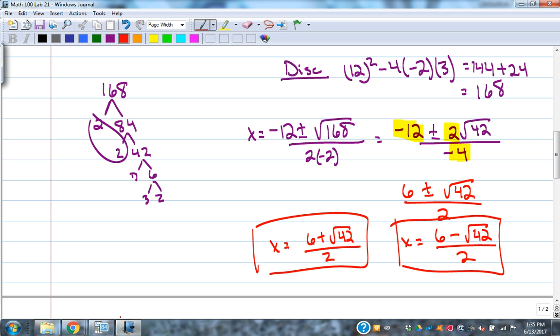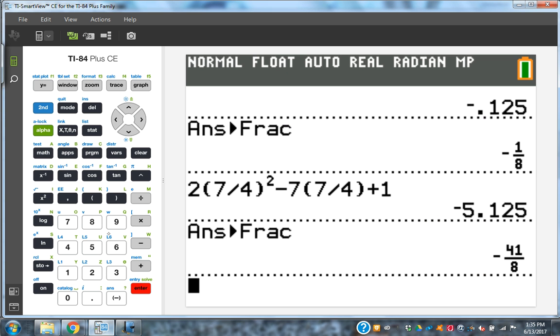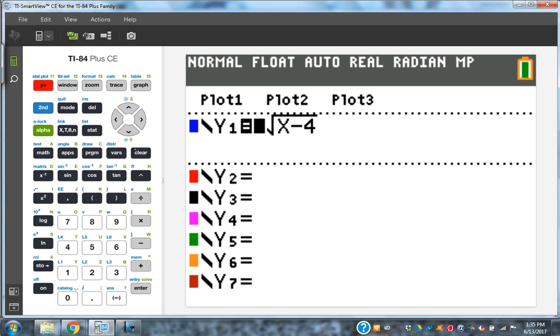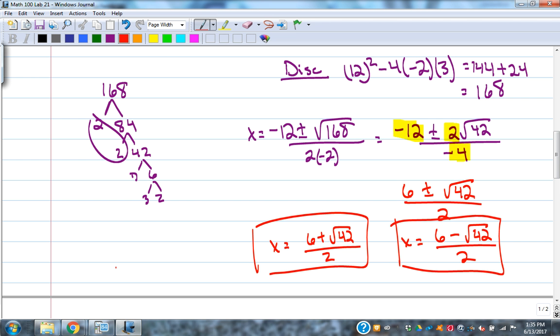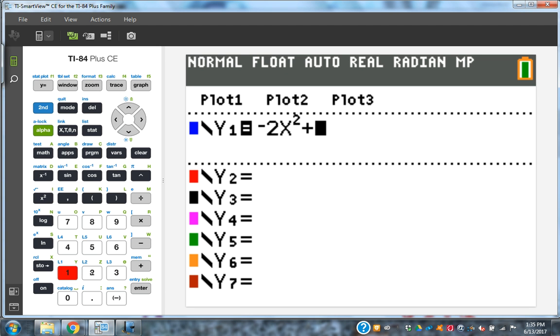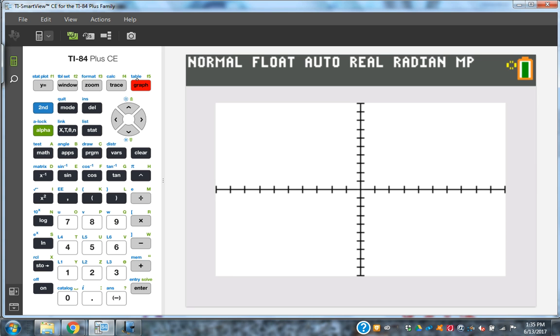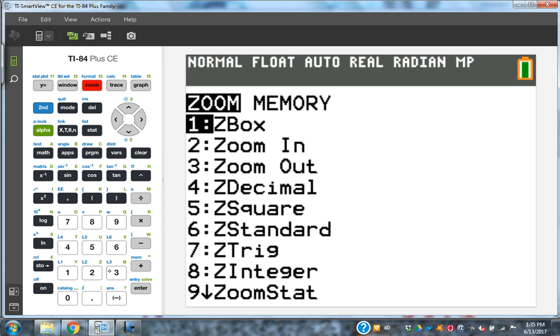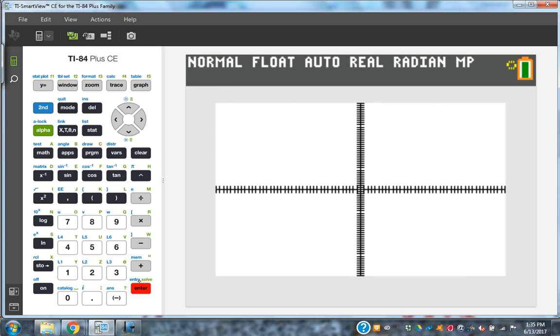Now if we graph that on the graphing calculator, we could get decimal approximations for those. We hit y equals to get to this menu. And then we're just going to type in the equation, negative 2x squared plus 12x plus 3. And then graph that. I'm going to zoom out just a little so that we can see the vertex of that. So we see it's opening down.